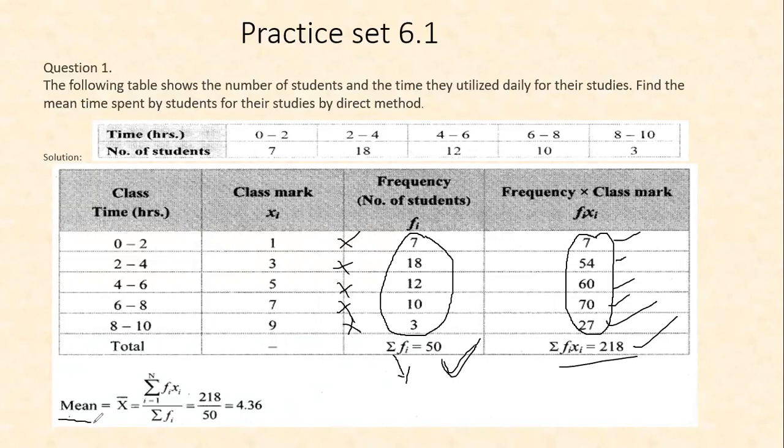Now we apply the mean formula. Mean formula is sum of fi xi upon sum of fi. So 218 divided by 50. So what do you get? 4.36. So that is your answer. Is it clear? Now we can see the next question of the same direct mean method.